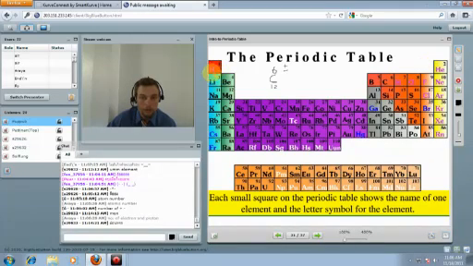So hydrogen over here is 1, meaning it has 1 proton and 1 electron. Aluminum over here has 13. Okay, so it has 13 electrons and 13 protons. And as you can see, we go all the way to 110. So this guy has 110 protons and 110 electrons. Pretty huge.